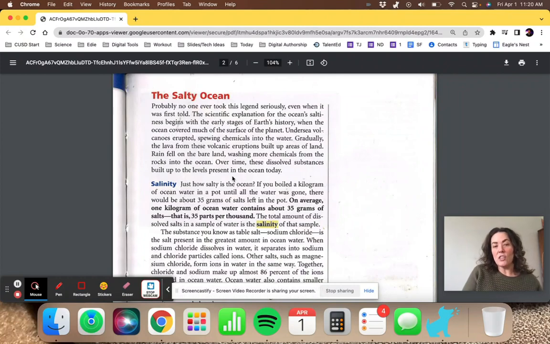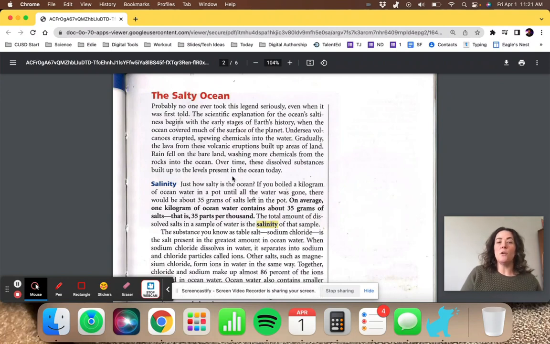So we say it is 35 parts per thousand because a kilogram is 1,000 grams. This total amount of dissolved salt in a sample of water is what we call the salinity of that sample. Some water has more than 35 parts per thousand, so it has a higher salinity, and some water has less salt than that, and it has a lower salinity.